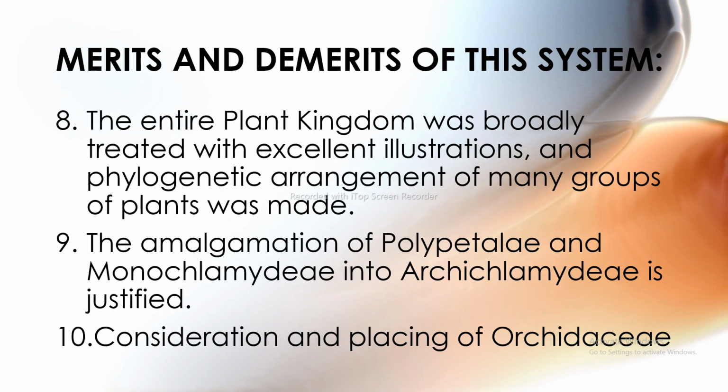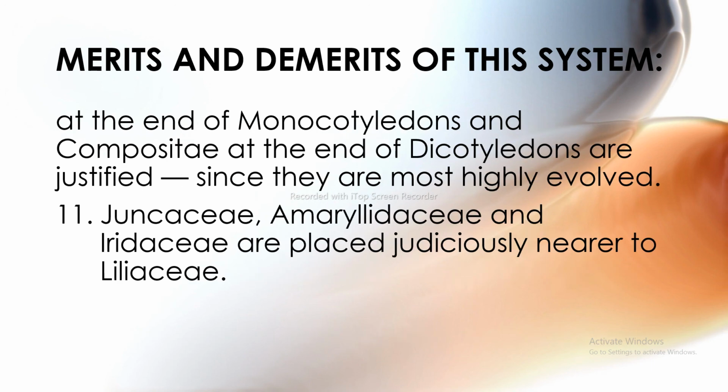The entire plant kingdom was broadly treated with excellent illustrations and phylogenetic arrangement of many groups of plants was made. The amalgamation of Polypetalae and Monochlamydeae into Archichlamydeae is justified. Placing of Orchidaceae at the end of the monocotyledons and Compositae at the end of the dicotyledons is justified, since these are the most highly evolved. Juncaceae, Amaryllidaceae and Iridaceae are placed judiciously nearer to the Liliaceae.